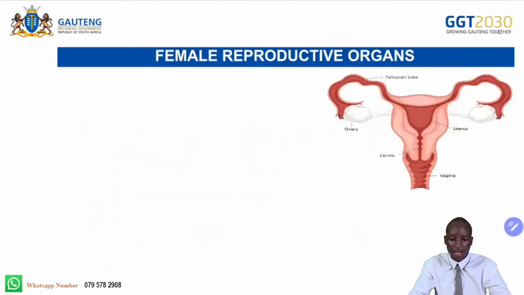Let's move on. This time around, we're looking at the female reproductive organs. What we've just been discussing are the male reproductive organs. Shown there is the female reproductive system. You can see the organs like the vagina, the cervix, the uterus, and then the ovaries on either side, as well as the fallopian tube. So that's the female reproductive system and the organs which make it up.